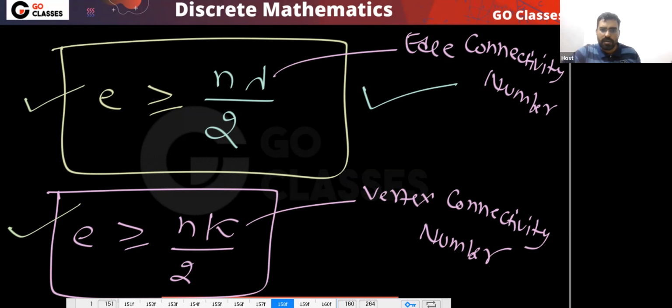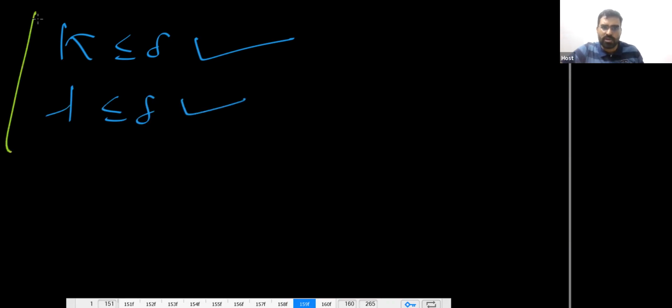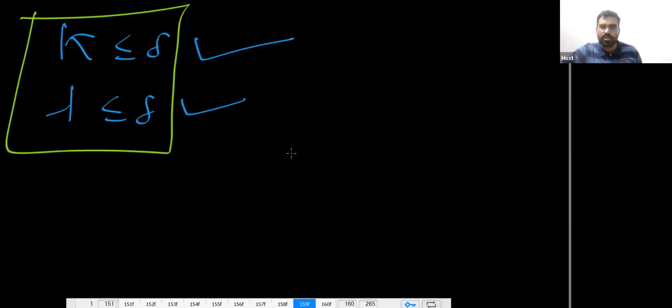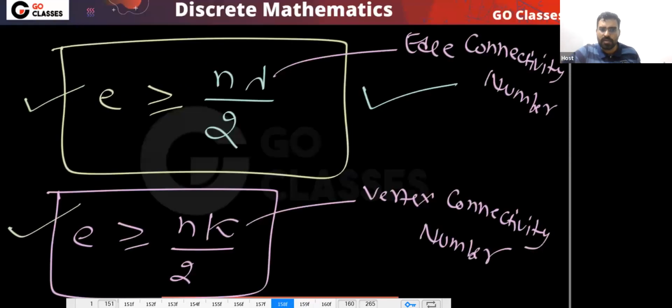Yes, because we already know that kappa is also less than or equal to the minimum degree, and lambda is also less than or equal to the minimum degree. So both are less than or equal to minimum degree, and the same thing will happen for kappa. So the number of edges will be greater than or equal to n lambda by 2, where lambda is the edge connectivity number, and this is greater than or equal to n kappa by 2, where kappa is the vertex connectivity.